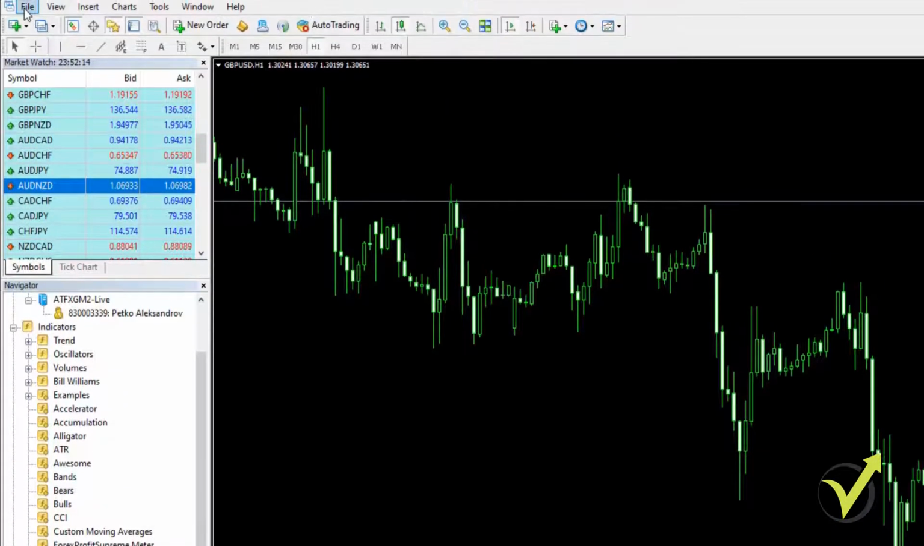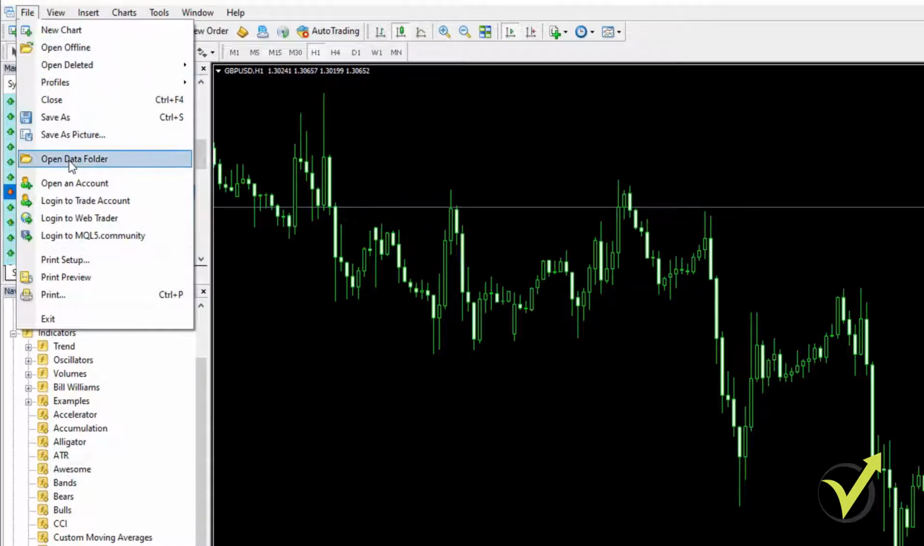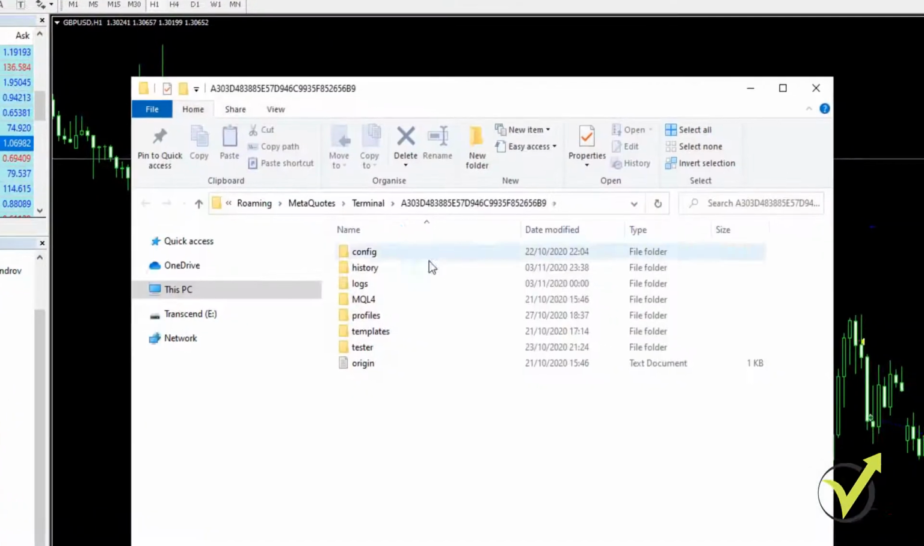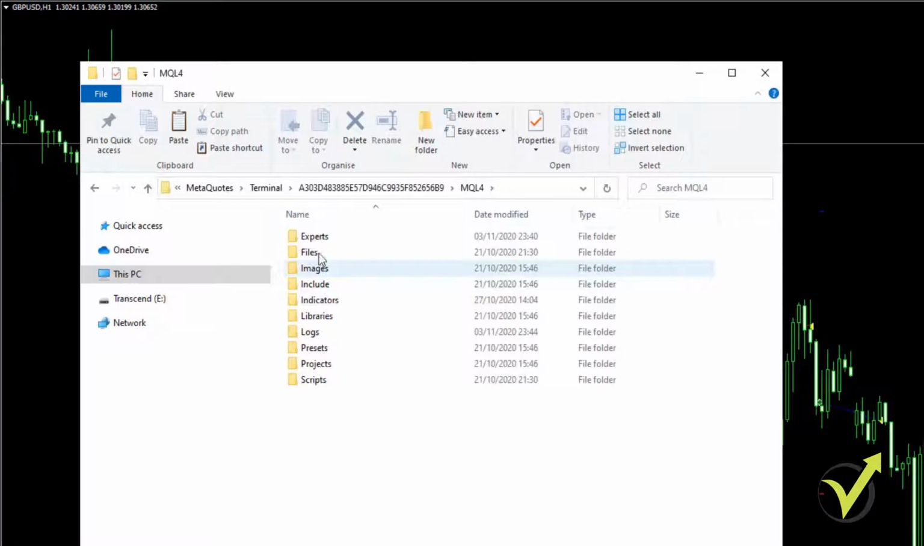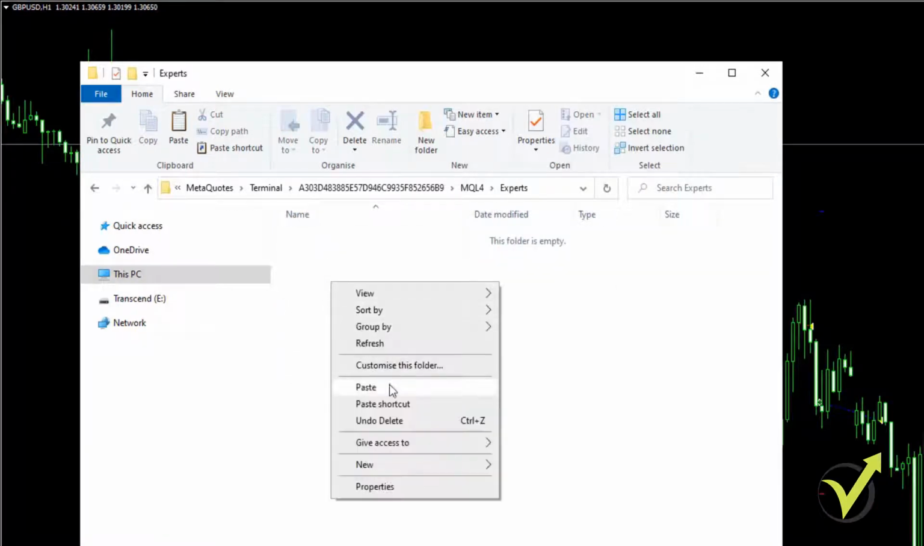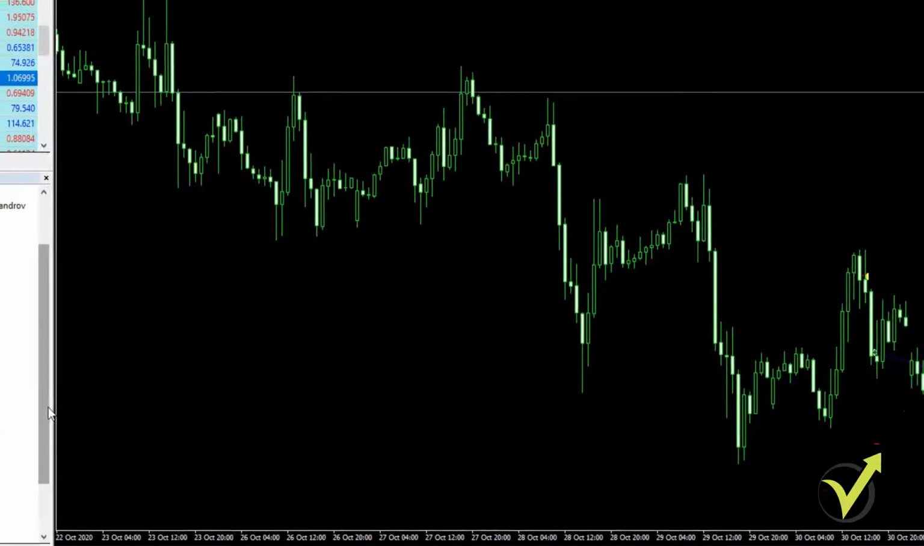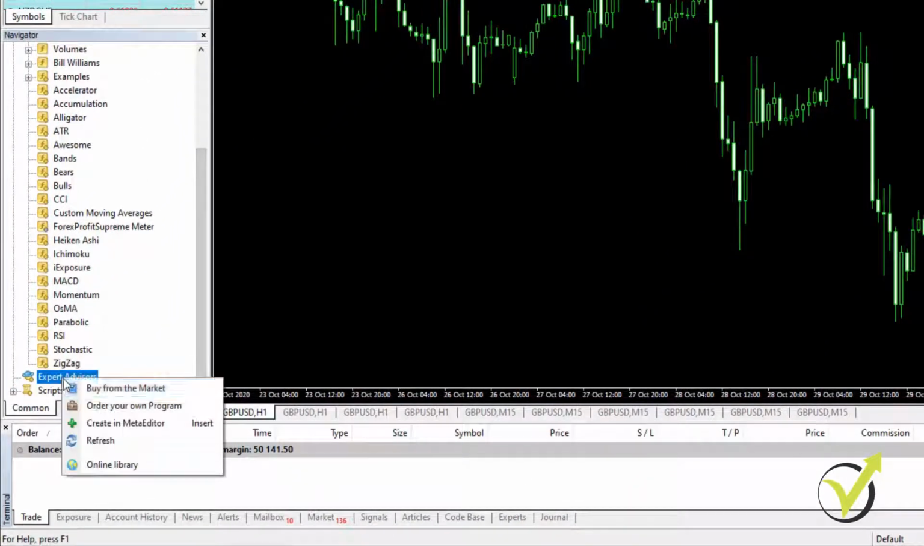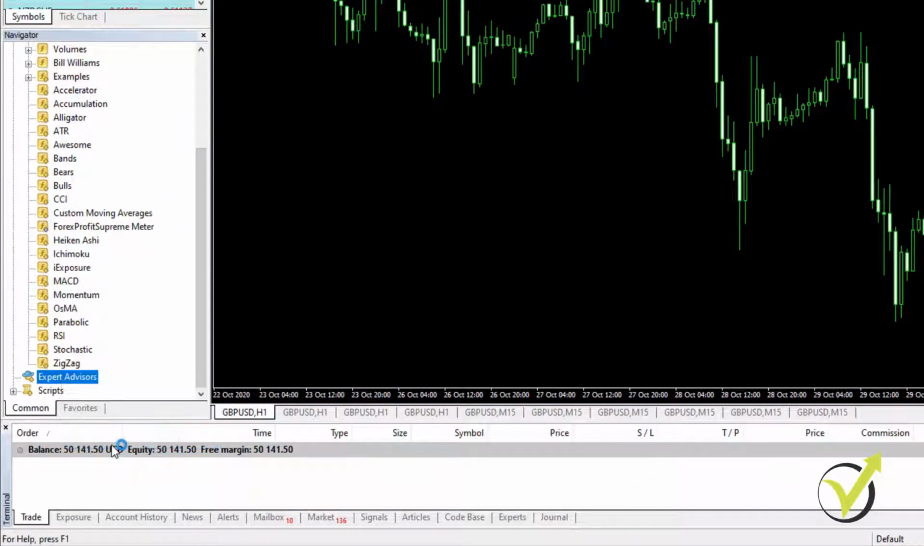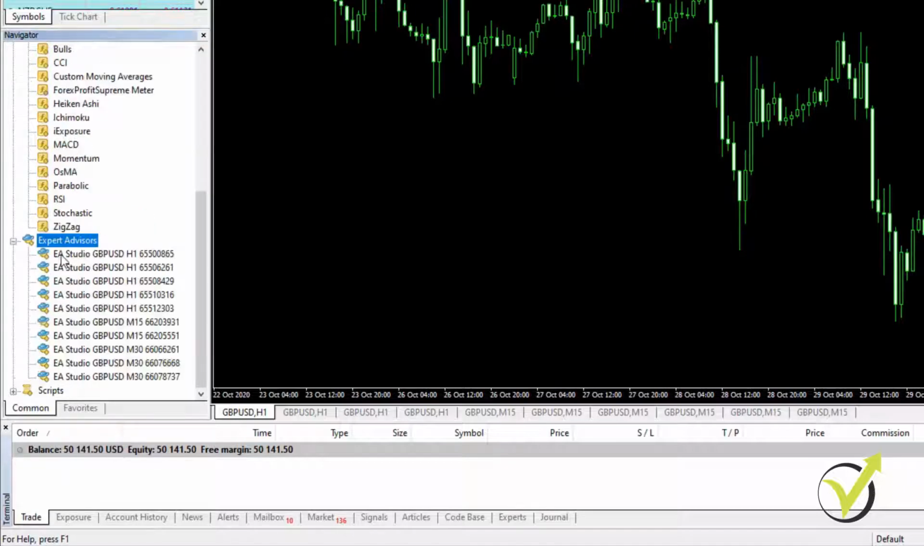Alright, so now we'll go to file. I will click on open data folder and I will paste the expert advisors in here. Just paste them. Okay, and I will go to expert advisors and I will click on refresh with the right mouse button. You know that already. This makes MetaTrader compile the expert advisors, and in a couple of seconds it will be ready. Here we go.